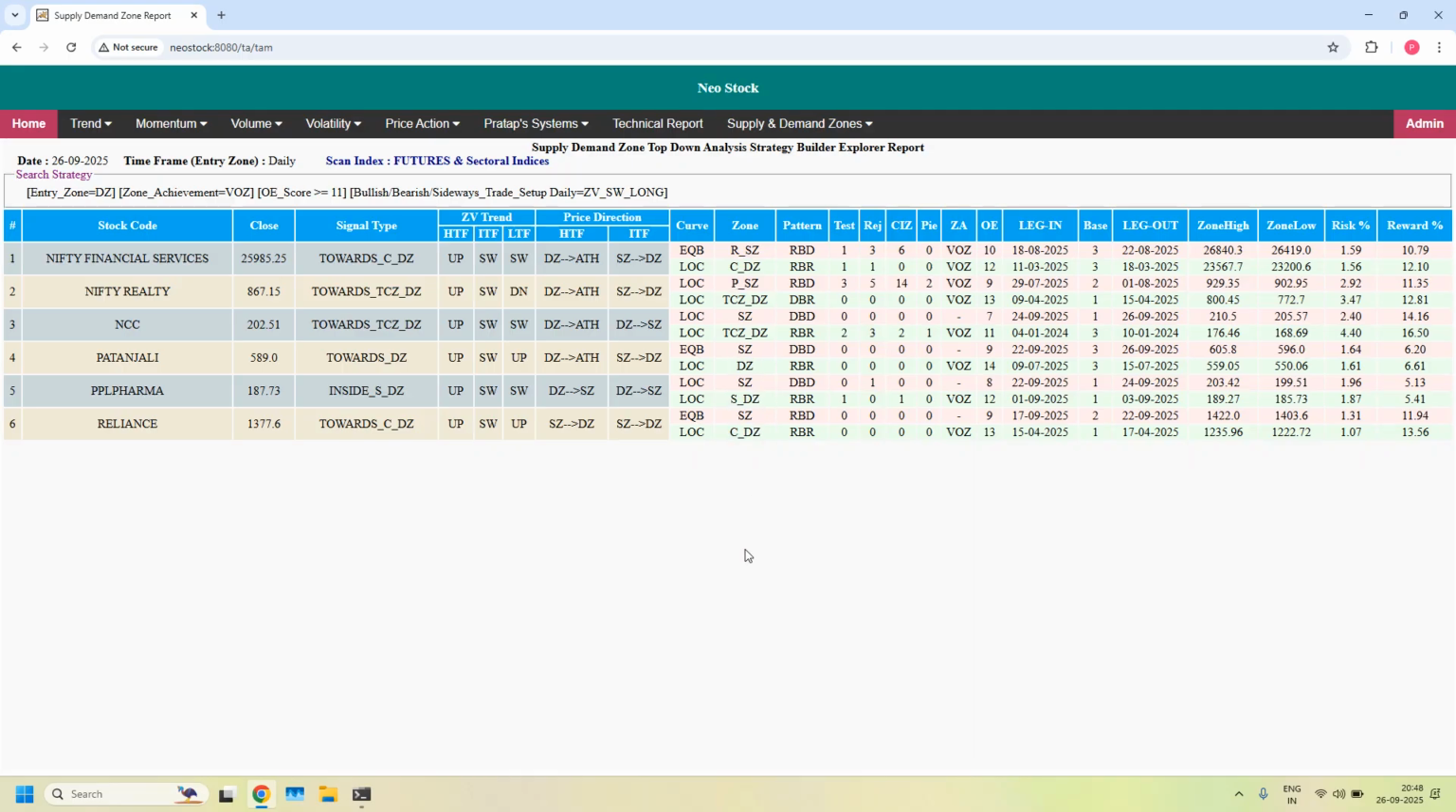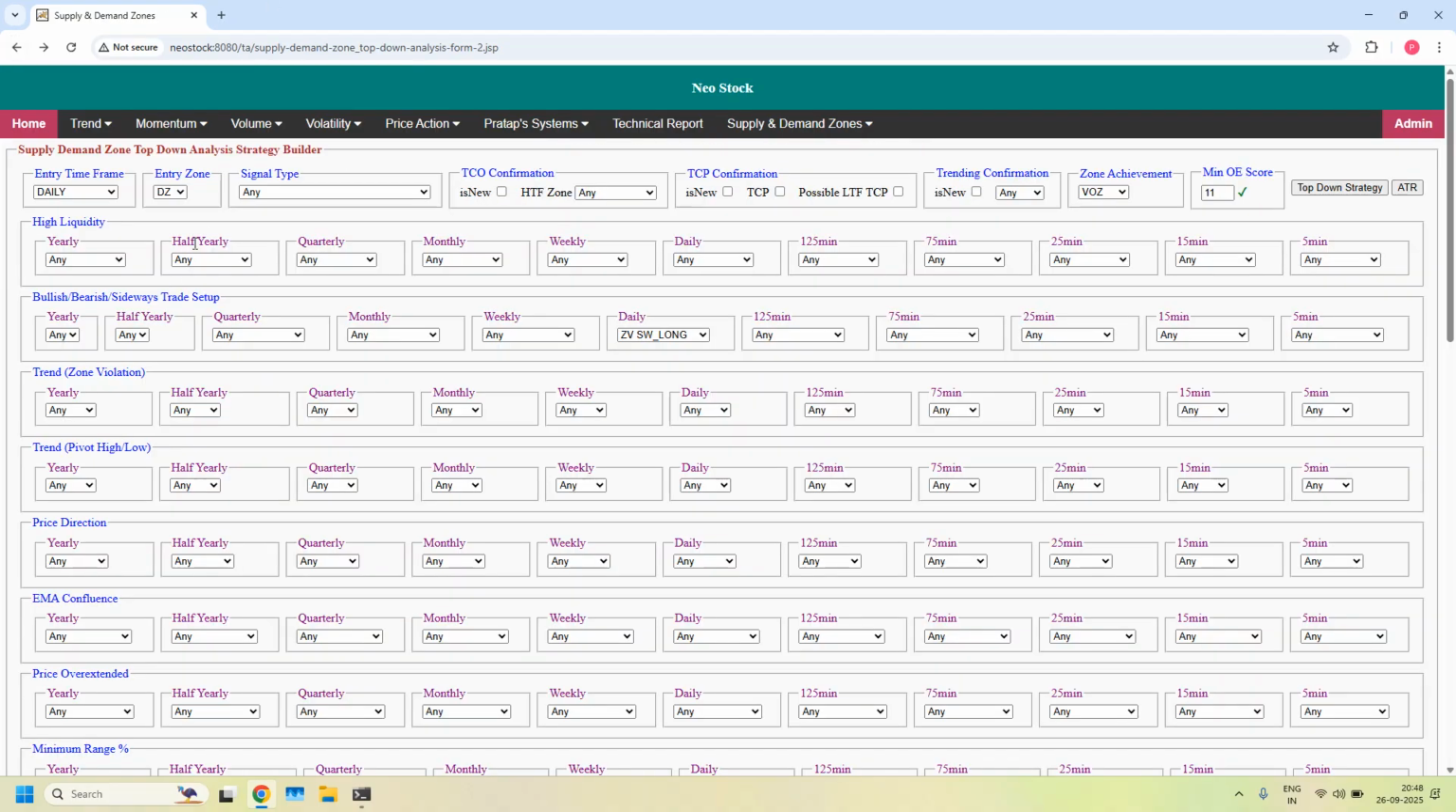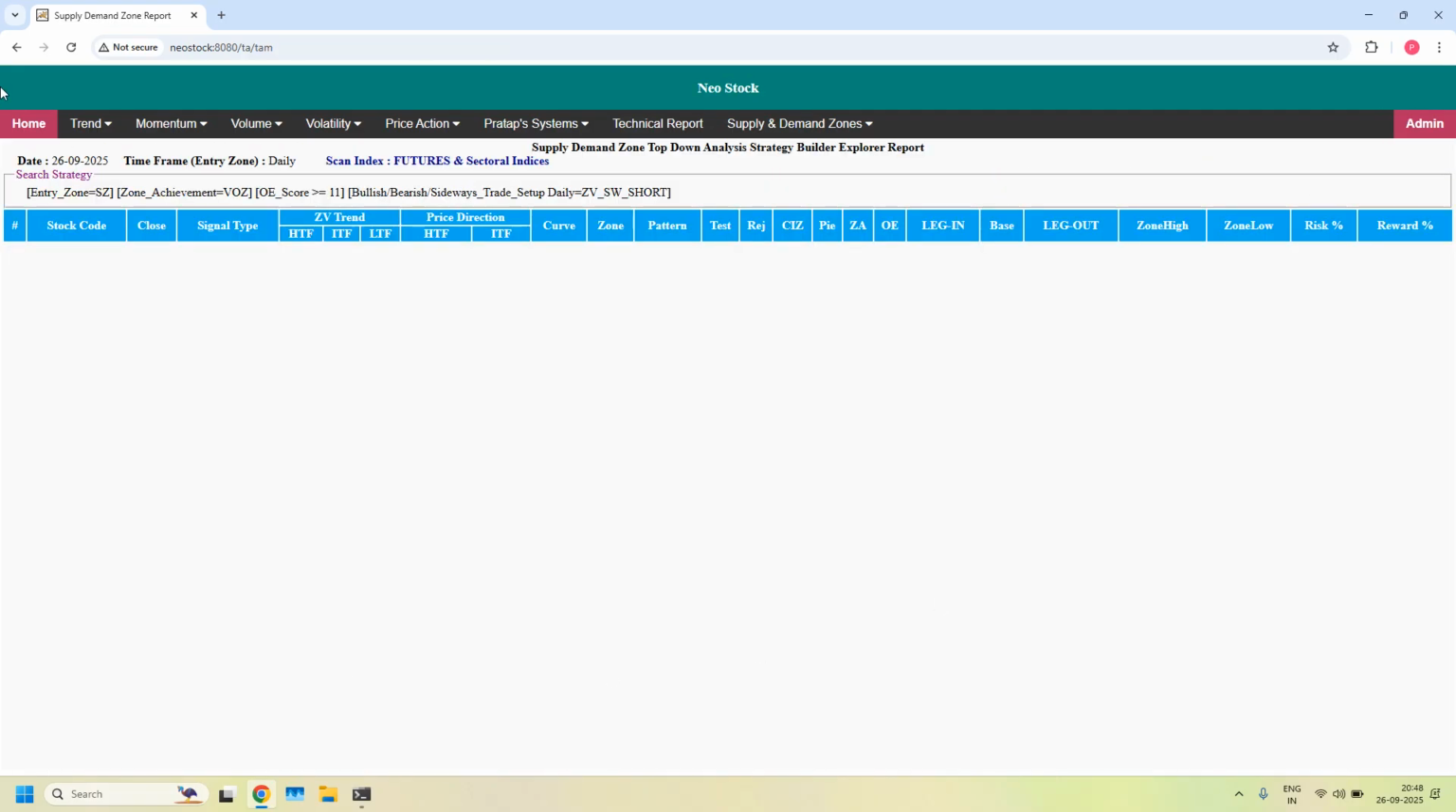And all these 5 daily demand zones, if they satisfy lesson 30.3 checklist items, you can plan the trade. Otherwise, higher chances of zone violation. Okay, next sideways short trade setup, daily supply zone, sideways short. We don't have any stocks.